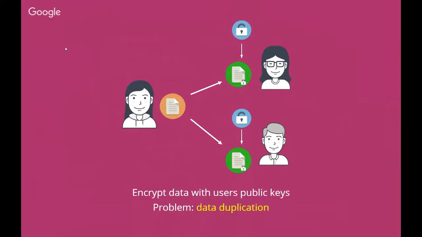And then for every user you want to share some data with, you would get a new encrypted version of your initial data. And it can be problematic if you start encrypting files. Let's say you have 10 megabyte files and you need to encrypt it for 10 people, then you have 100 megabytes because you duplicate it every time you want to share it with another person.